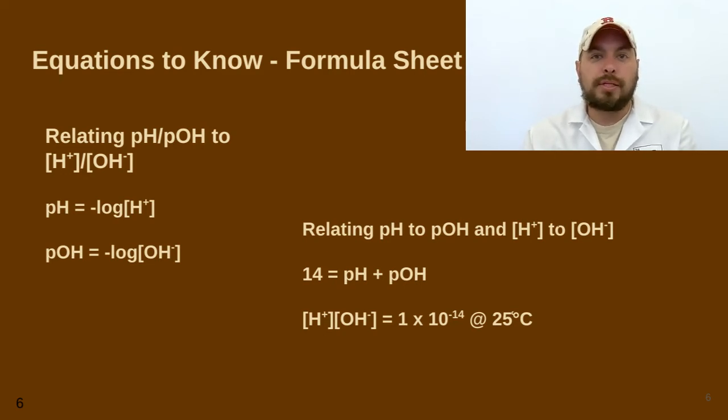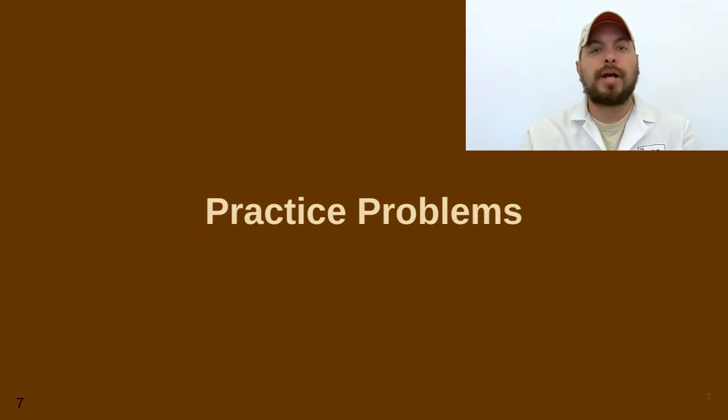So [H+] times [OH-] at 25 Celsius equals 1 times 10 to the negative 14th. pH plus pOH equals 14. So these are the most important equations. Let's go ahead and do some practice problems so we can apply this.